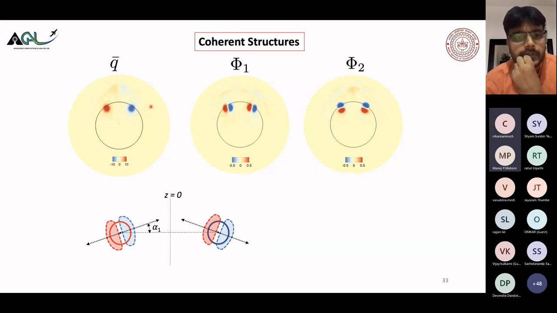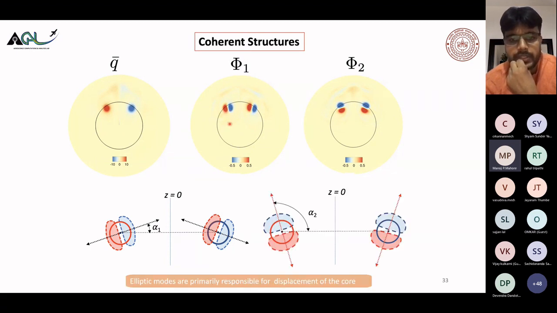So this is my mean vortex, and these are my modes, the first POD mode and the second POD mode, and you see how nicely they look. They are basically dipoles. And if you present them, these two modes are inclined at an angle of alpha compared to this axis: alpha 1 and alpha 2. And if you subtract them, it will become around 90 degrees.